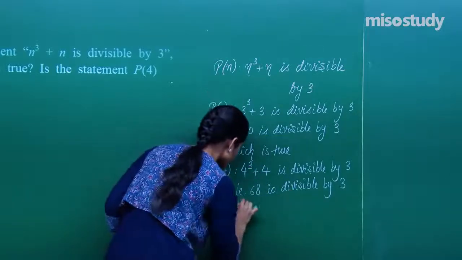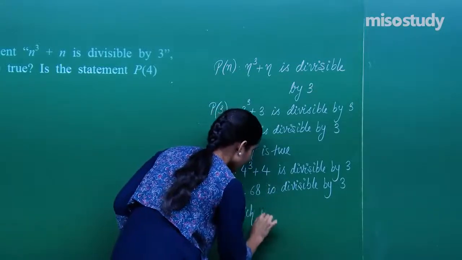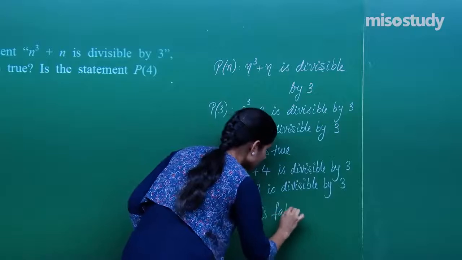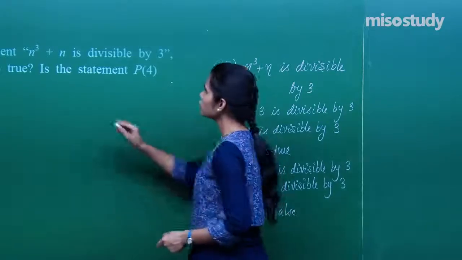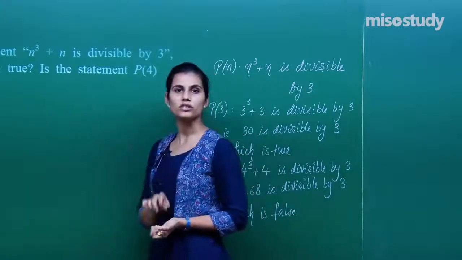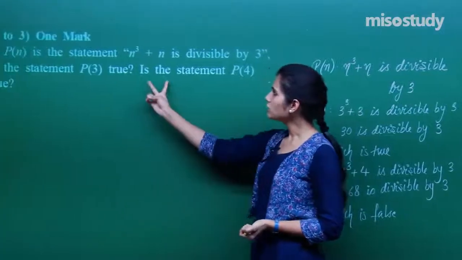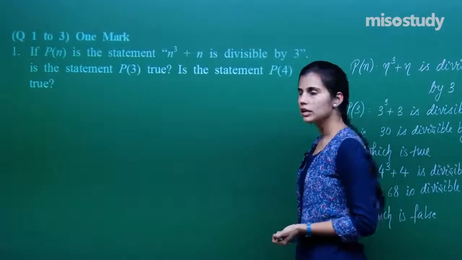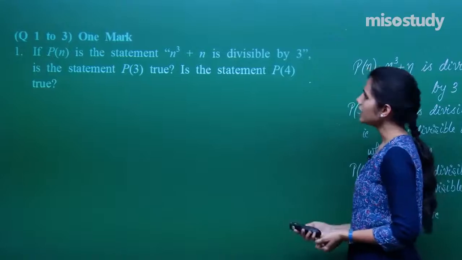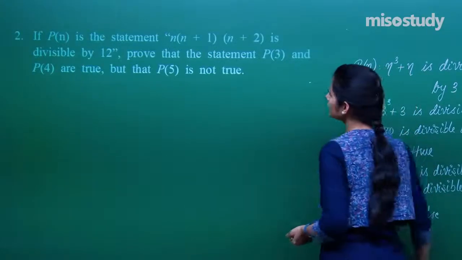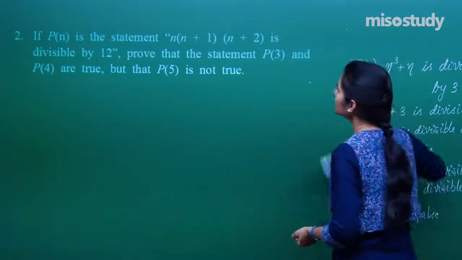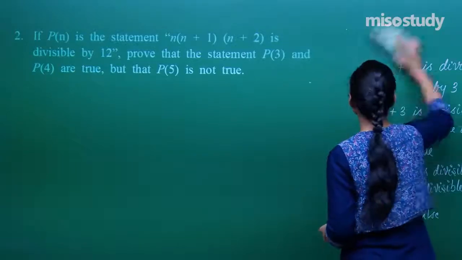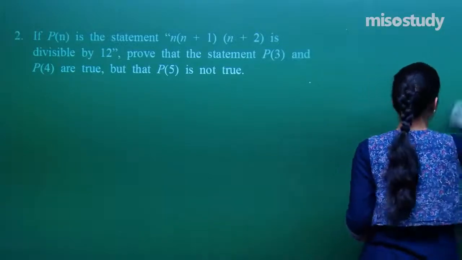So, which is false. So, we are getting that yes, P3 is true, but the statement P4 is not true, it is false. So, out of the two statements, P3 is true, P4 is false. Moving to the next, we have Pn is representing this given statement. Prove that P3 and P4 are true, but P5 is not true.